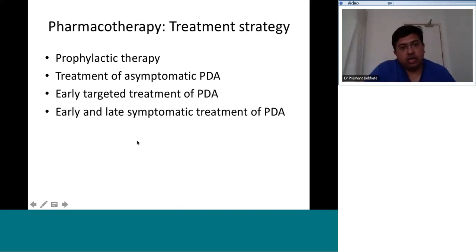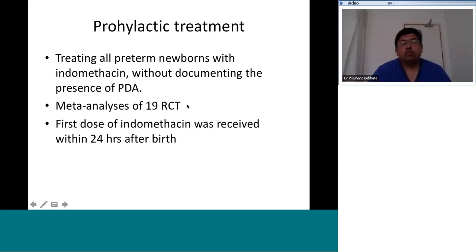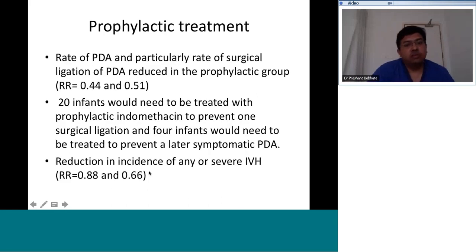So there are 4 different treatment strategies which are available for pharmacotherapy. One is prophylactic therapy, one is treatment of asymptomatic PDA, early targeted treatment of PDA, and early and late symptomatic treatment of PDA. Prophylactic therapy means giving all preterm patients indomethacin prophylactically without documenting the presence or absence of a PDA. There was a meta-analysis of 19 randomized controlled trials. In all of these, the first dose of indomethacin was received within 24 hours after birth. The rate of PDA and particularly the rate of ligation of PDA reduced significantly in the prophylactic group.